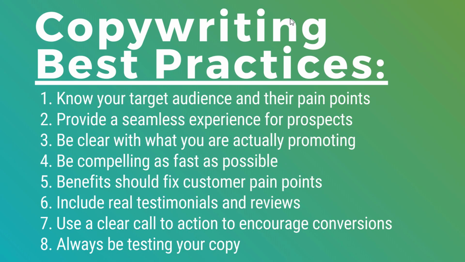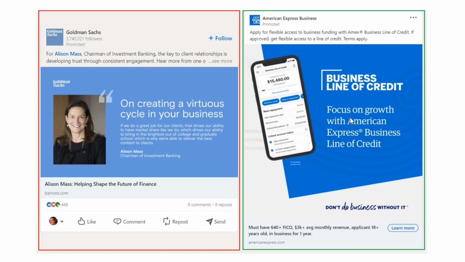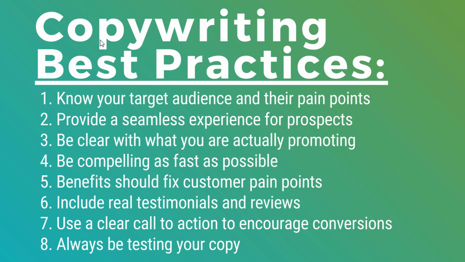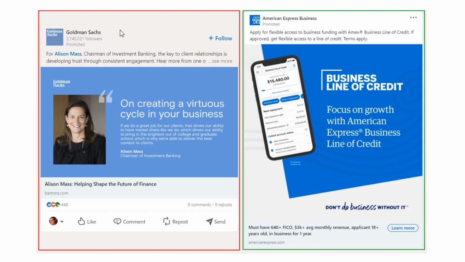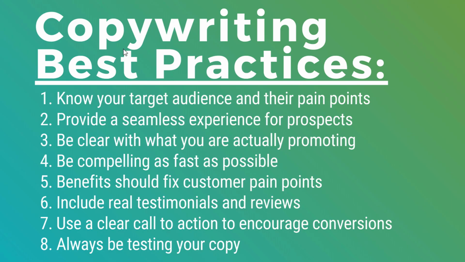So to me, coming back over here, be clear with what you're actually promoting. That's one of the most important things to me. Now, Goldman Sachs could probably afford to put out advertisements that aren't leading directly to a positive return on ad spend because they're probably focused on branding and other things like that. But to me, try to be clear with what you're promoting and be compelling as fast as possible. Even if it's a business line of credit, you could just say focus on growth. So basically telling a business owner, we want you to focus on growth. We will give you a business line of credit so that you can do that. So if we come back over here, those are a few different examples.